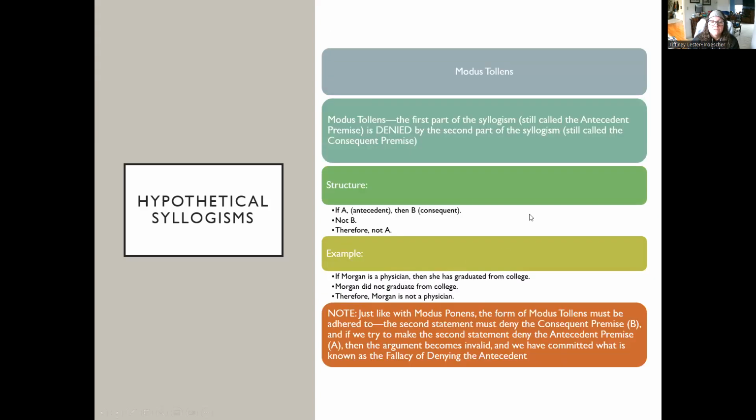All right. Then we have a modus tollens. This is, remember, where the first part of the syllogism is denied by the second part. So if A, then B, not B, therefore not A, right? So if Morgan is a physician, then she has graduated from college. Morgan did not graduate from college, so not B. Therefore, Morgan is not a physician, right?